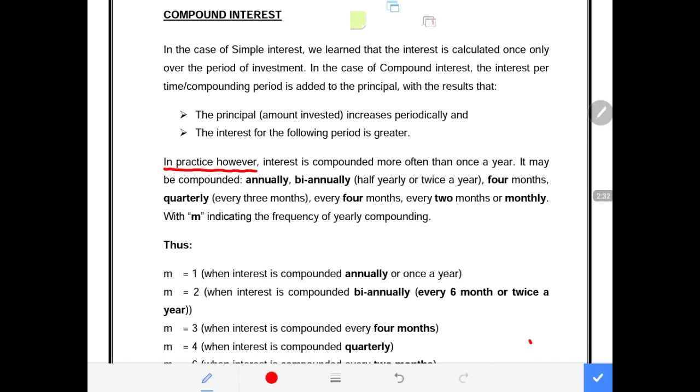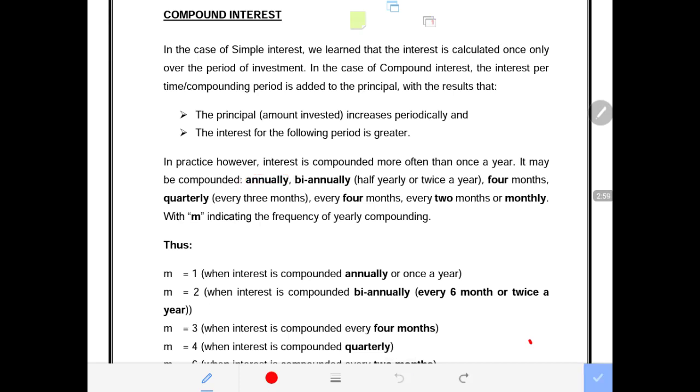In practice, however, the interest is compounded more often than once a year. That means we can earn interest every month if we want to, or every 6 months, or every 3 months. That is what we call the compounding period. It may be compounded annually, which means we earn interest once a year and add it back to the capital, or the amount that we initially invested.